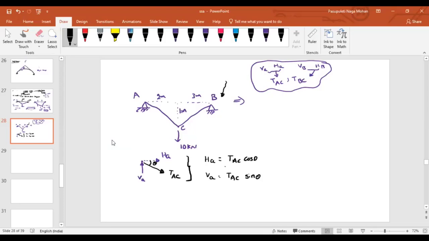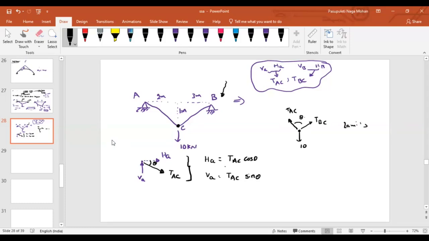Concurrent forces there. You see, if this is in equilibrium, at point C, how many forces are there? One downward. The applied force is 10, the tensile force in the member BC, and also the tensile force in the member AC. If this is in equilibrium, can't I apply Lami's theorem?